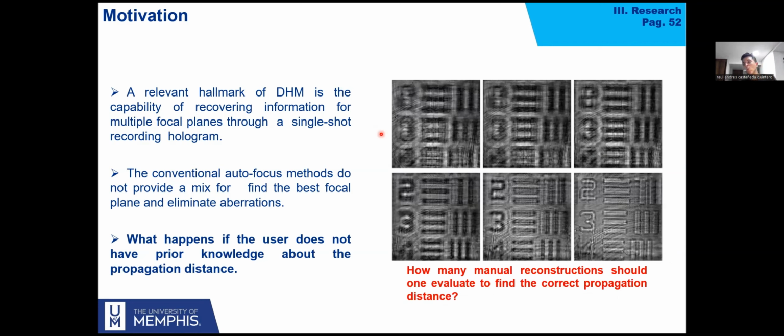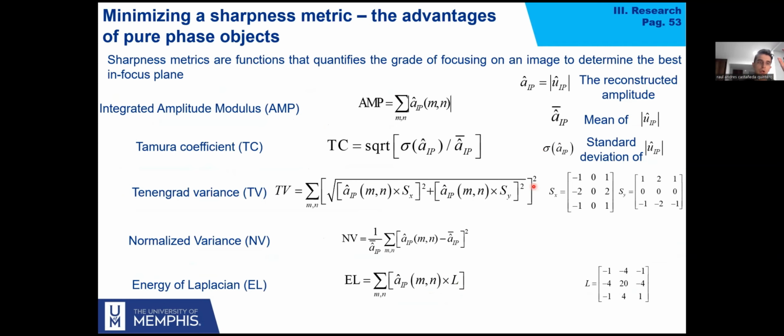So one solution is to create the reconstruction at different propagation distances, right? However, how many manual reconstructions should one evaluate to find the correct propagation distance? Of course, this is not a bad solution. So in this order, two ideas, we think to take advantage of the sharpness metrics. Sharpness metrics are functions that quantify the grade of focusing of an image to determine the best in-focus plane, right? Of course, there are several sharpness metrics.